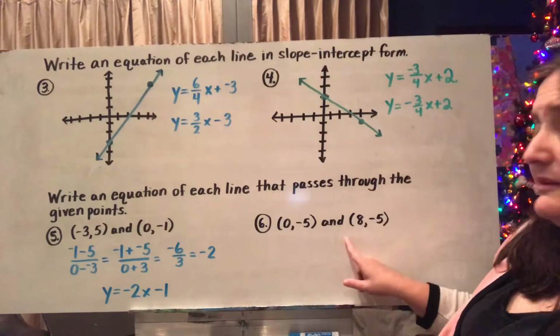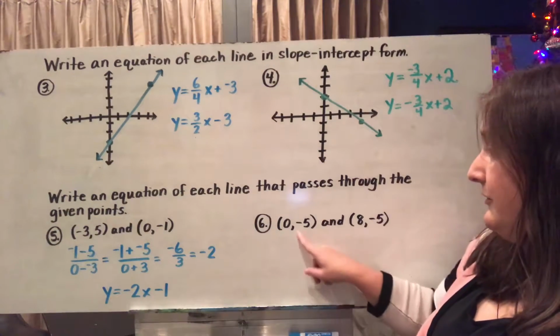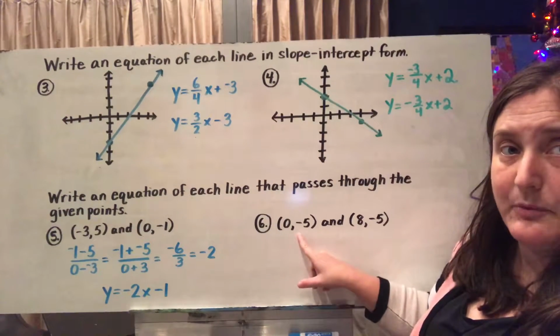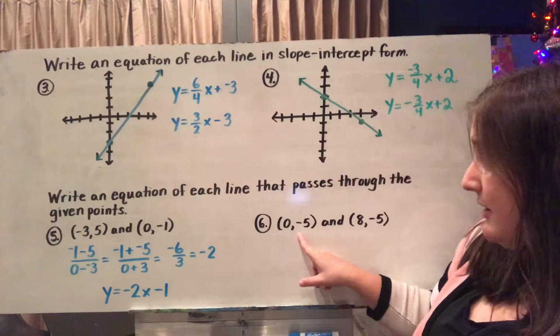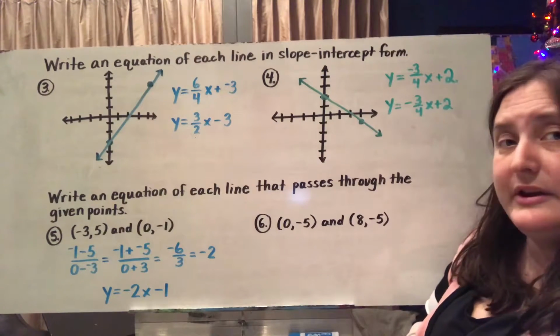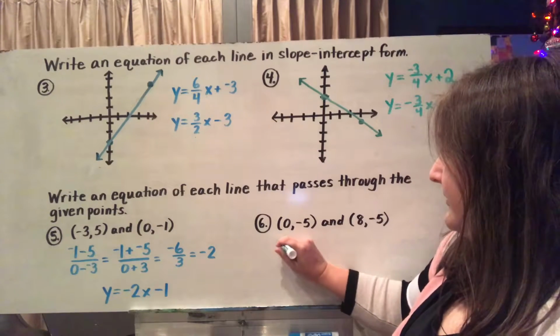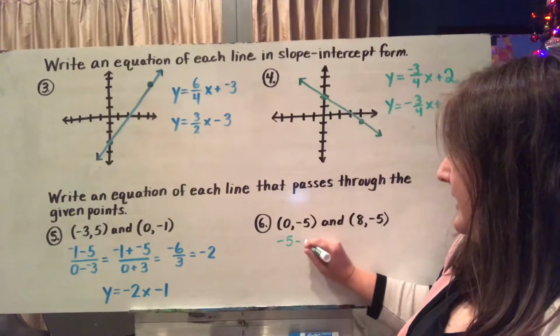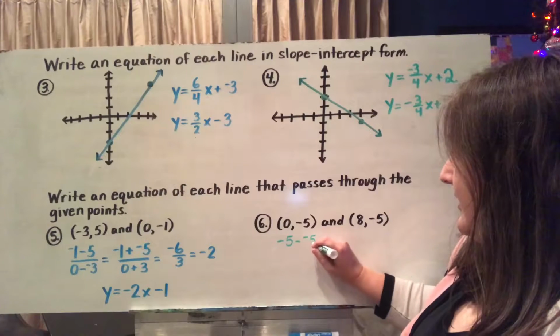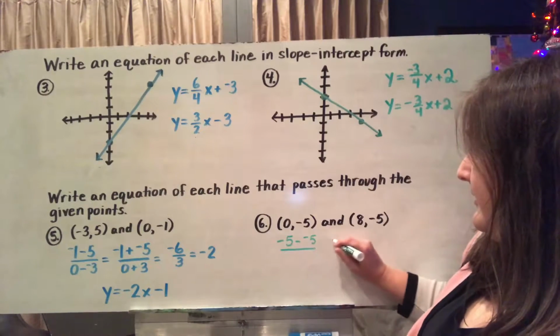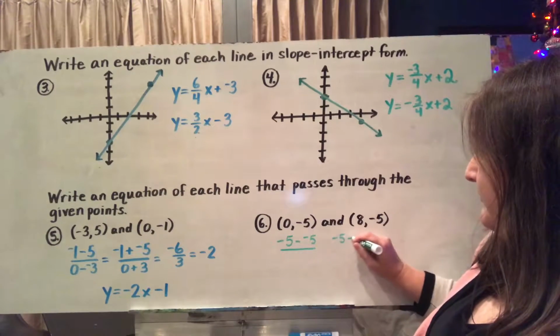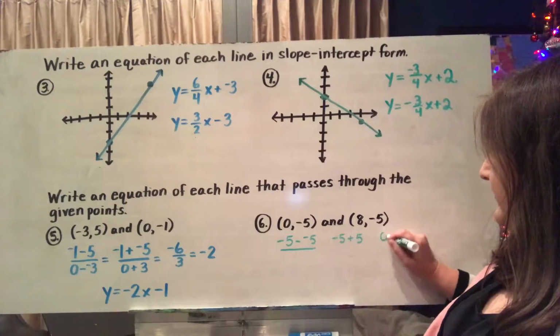So let's try this one together. So first, I know that this one is going to be my y-intercept. Y-intercepts always start with a value of 0. So now I need to find my slope. So I'm going to take my y's and subtract them. -5 minus -5 gives me -5 plus 5, or 0.